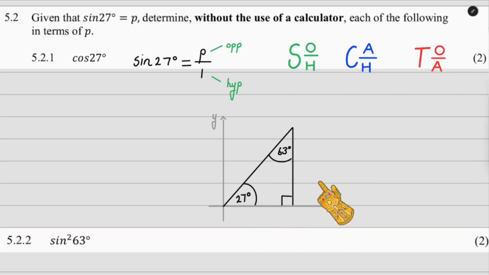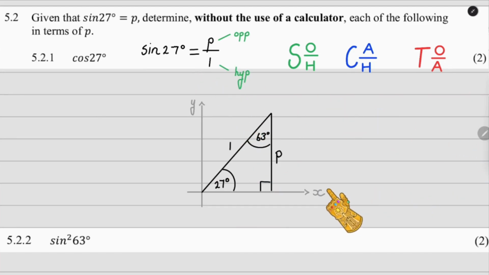Okay, now we're going to start to fill in the sides of the triangle. So this p is opposite. Now you may be wondering, opposite to what? It's opposite to this angle over here. It's all relative to this angle. So p is opposite the 27 degrees. Opposite the 27 degrees will be this side over here, so that's p over there. And the hypotenuse, this 90 degree angle always points to the hypotenuse, so the length of the hypotenuse will just be 1. And then to get the missing side in the triangle, we just do Pythag.